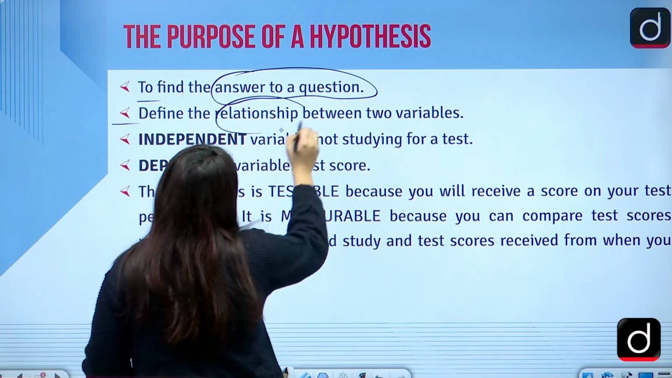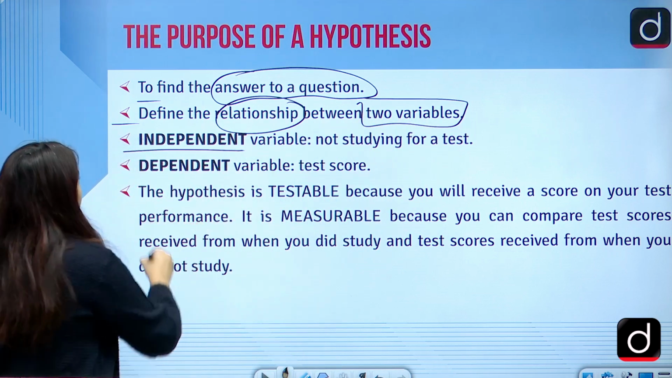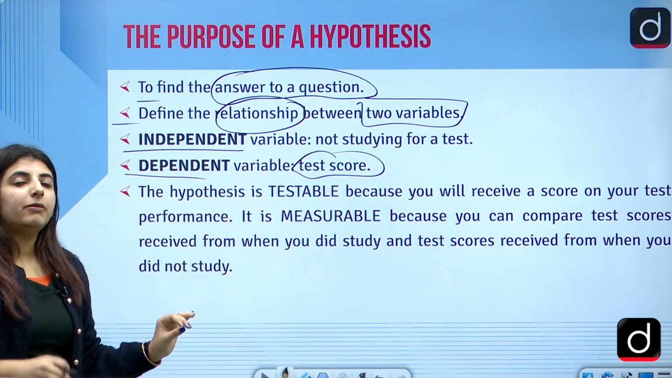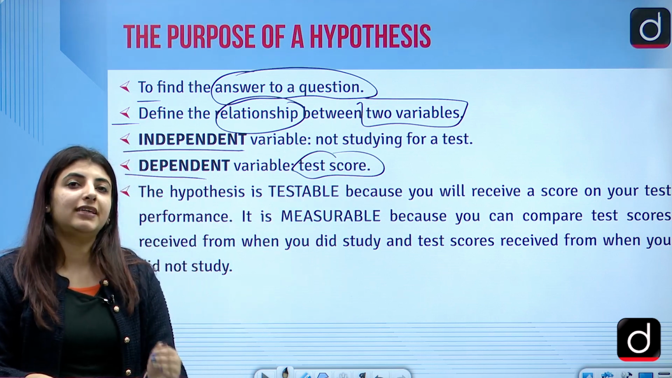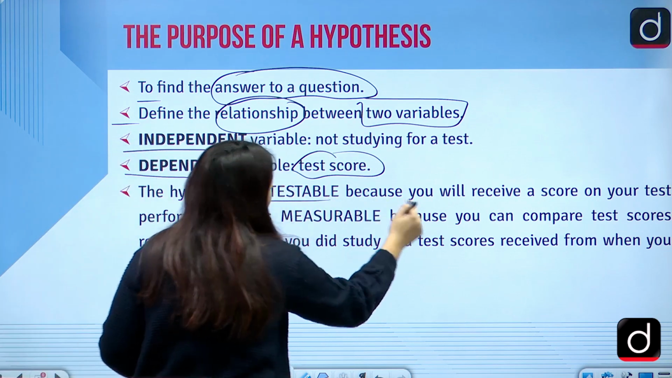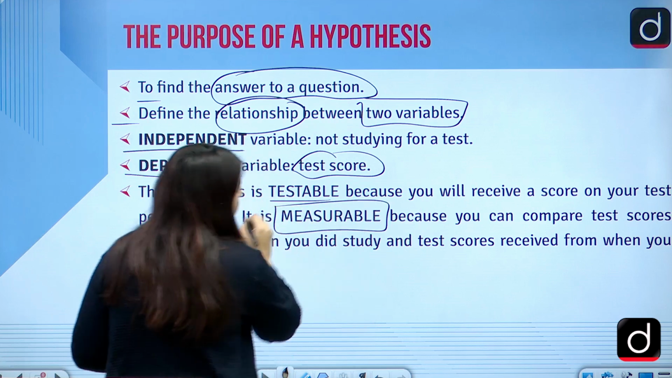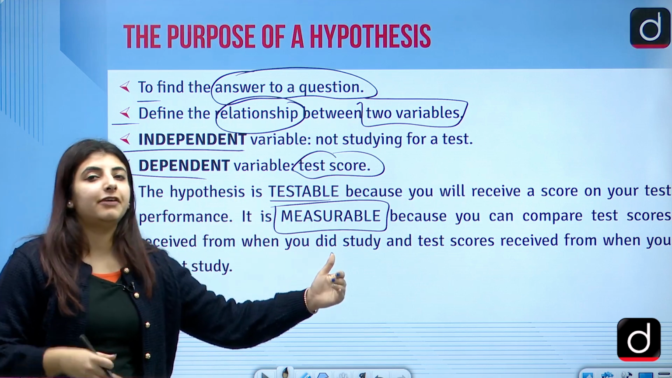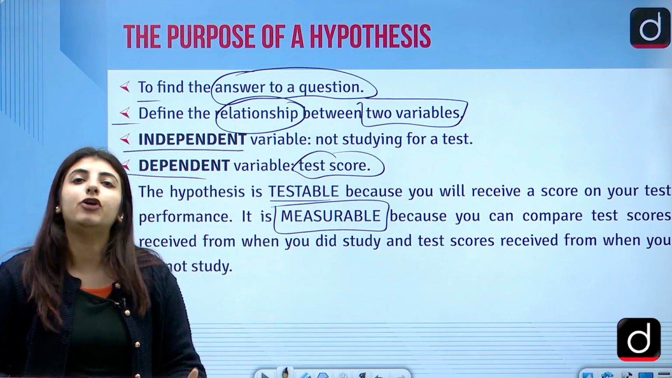It defines the relationship between two variables, as I told you: the independent variable, not studying for a test, and the dependent variable, the test score. The hypothesis is testable because you can see, if you do not study, what effect that has on your test scores. So you can test this, because you will receive a score on your test performance. It is measurable, it is quantifiable, because you can compare test scores received when you did study versus when you did not study. So you can see if that has an effect on you or not, right?